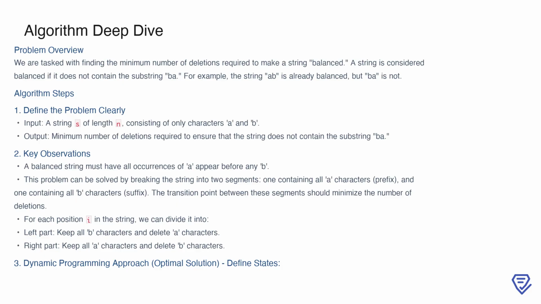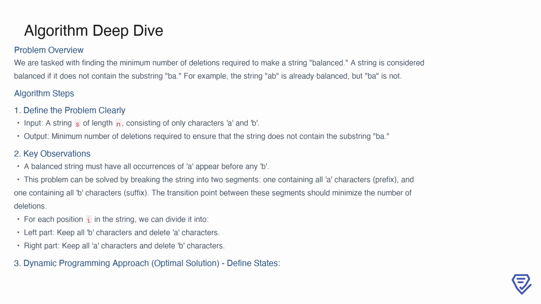A key observation is that a balanced string can be thought of as having all A's grouped together before any B's. This means we can split the string at various points and calculate the cost of converting the left part into a valid A segment and the right part into a valid B segment. For each division, we count how many characters need to be deleted to achieve this configuration. This insight helps us frame the problem in terms of minimizing deletions across all possible split points.